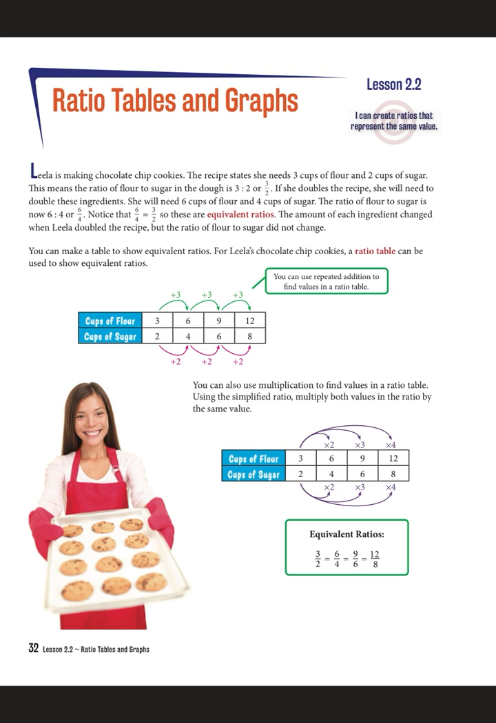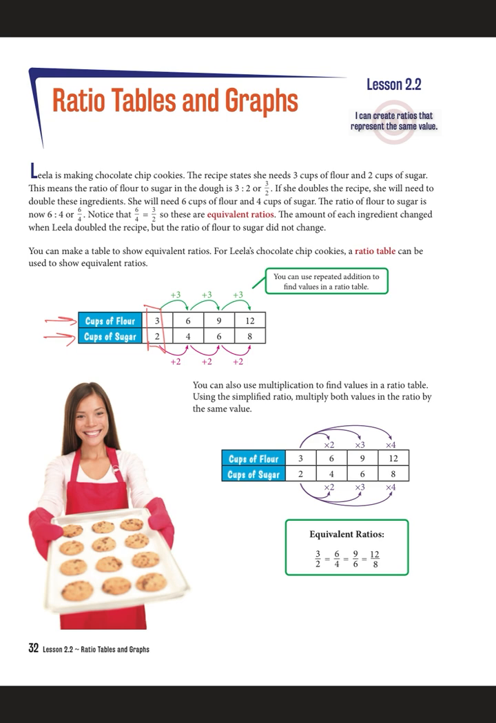On the top part of the table, that is the amount of flour used compared to the amount of sugar used. So this was the initial ratio. All right, so it says you can use repeated addition to find values in a ratio. So again, pause the video and make sure you guys understand how this table works.